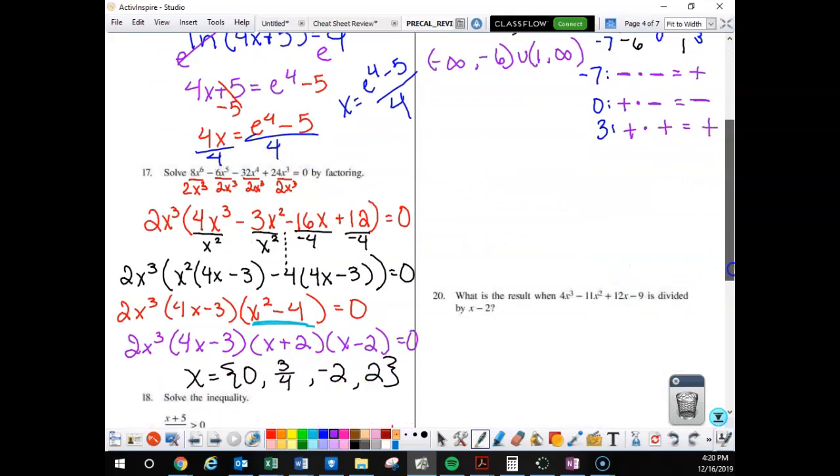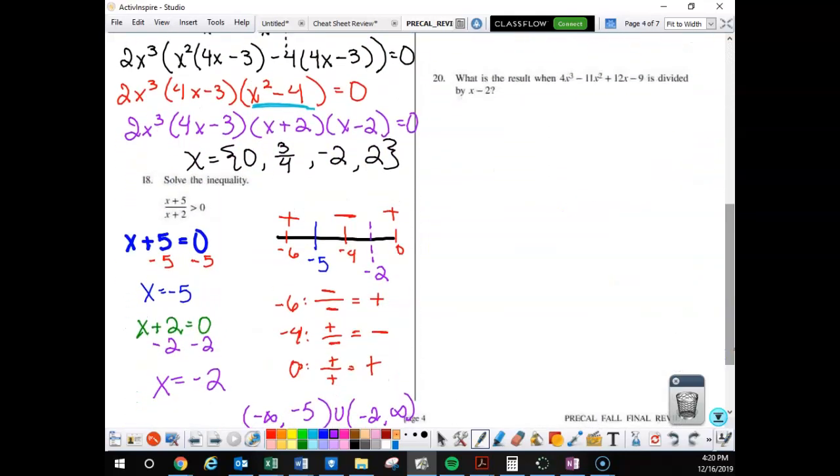Okay, let's go to number 20. So what is the result when that expression is divided by x minus 2? So I'm dividing 4x cubed minus 11x squared plus 12x minus 9, and I'm dividing that by x minus 2.